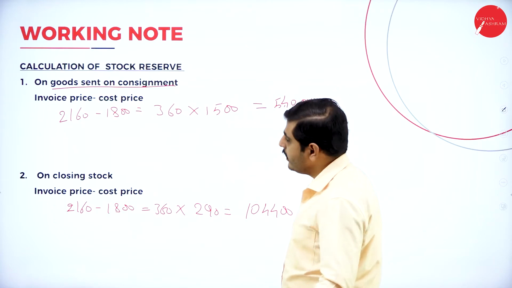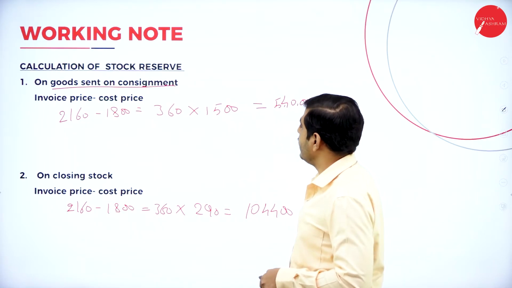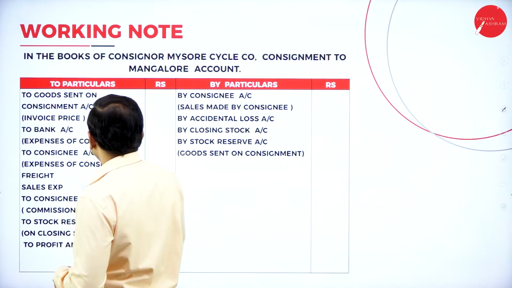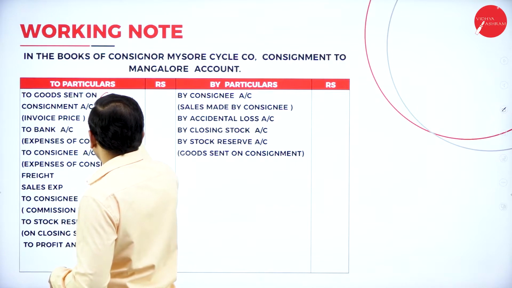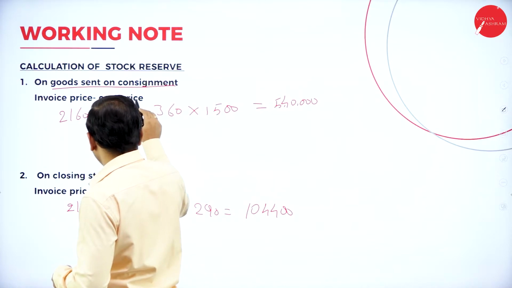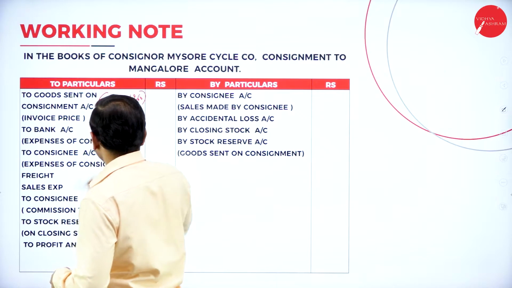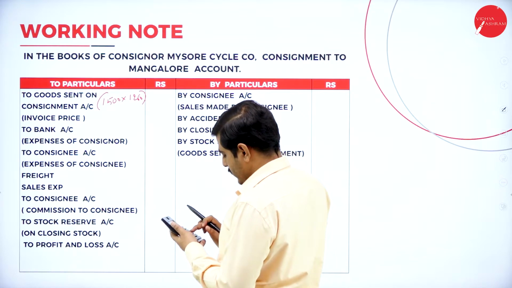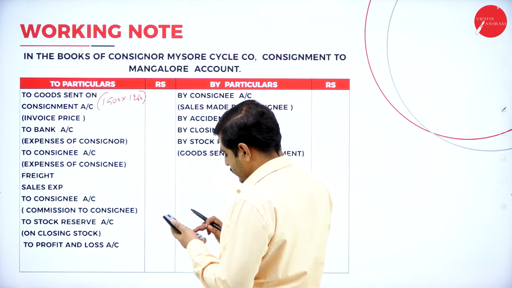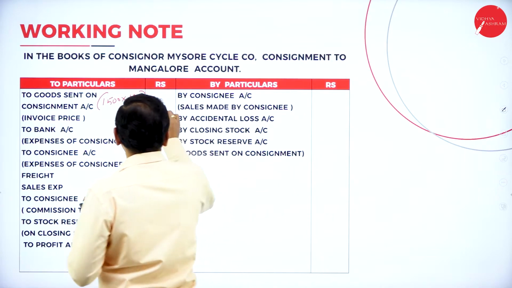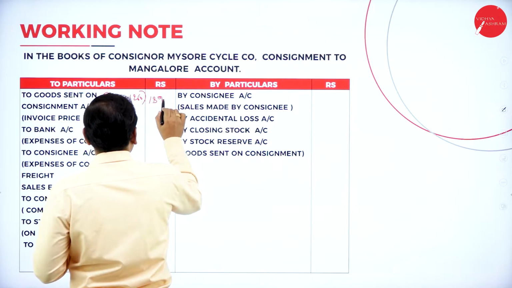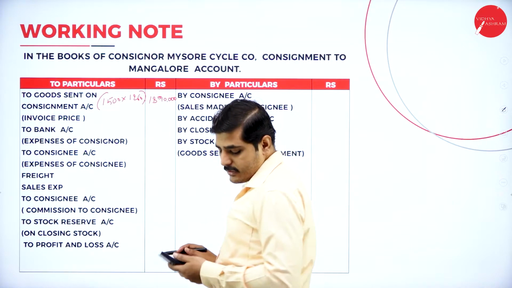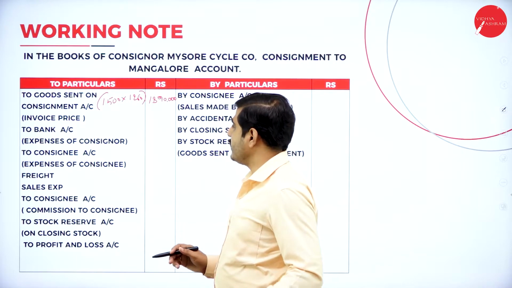So how to do this? I will show you in the consignment account. Now let's go to the consignment account. Goods sent on consignment. What is the total goods? 1,500 into what is the invoice price? 1,260. So 1,500 into 1,260 equals 18,90,000. Again, bank expenses of consignor to bank account. What is the journal entry?